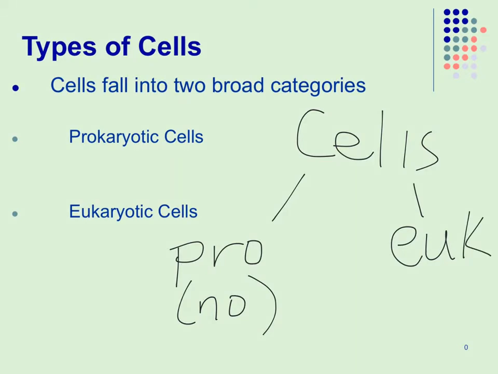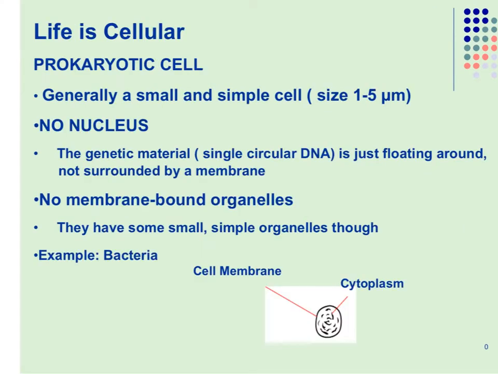So prokaryotes are the simplest of cells, and eukaryotes are more complex because they do have a nucleus and they also have membrane-bound organelles. So cells can be broken down into two groups, whether or not they have a nucleus and whether or not they have membrane-bound organelles. Prokaryotic cells, again, are the simplest of cells. They range anywhere from 1 to 5 micrometers, as you see here on the screen.